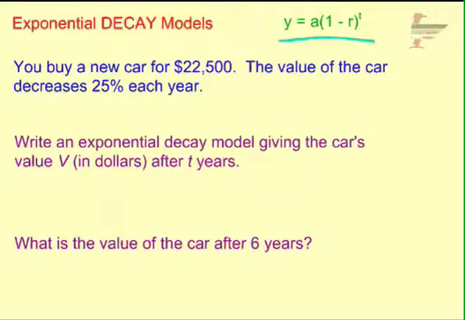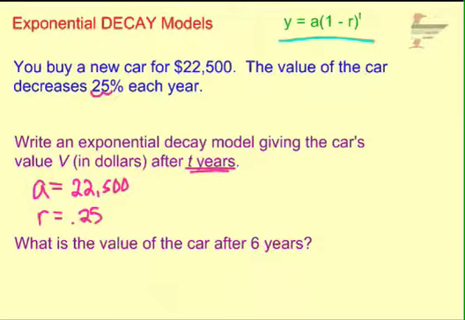So write an exponential decay model giving the car's value V in dollars after t years. So we have to figure out our A value, which is the initial amount or initial value of the car. That's the 22,500. What else? We have our rate as a decimal. So 25%, we go over 2 spots, that's 0.25. And then t, they want to know what it is in t years, so we're going to keep that.